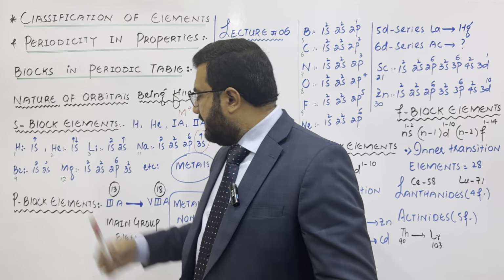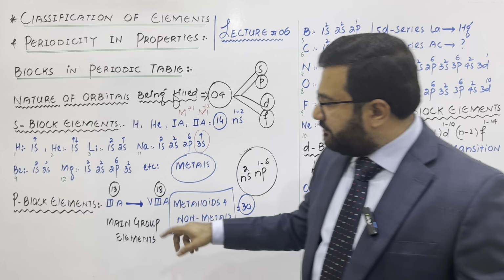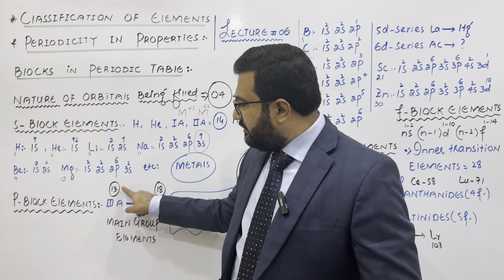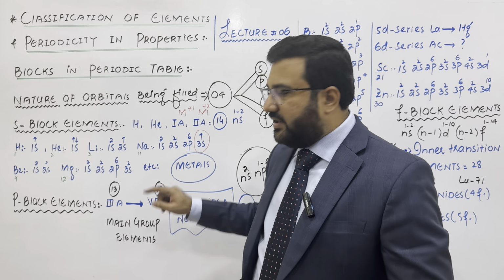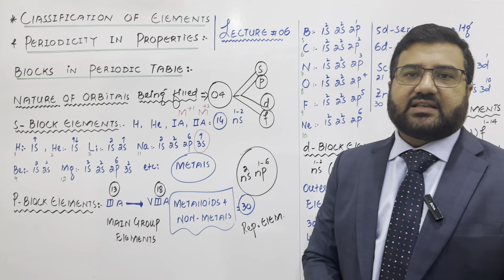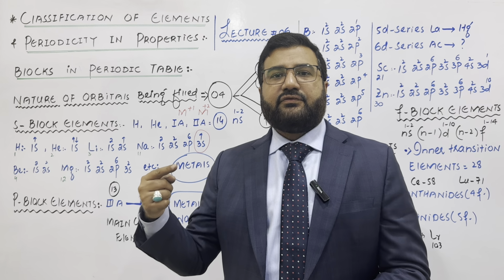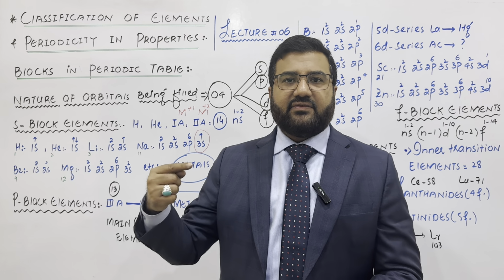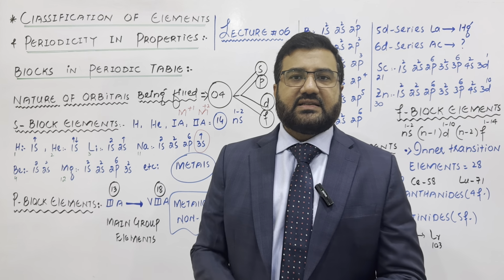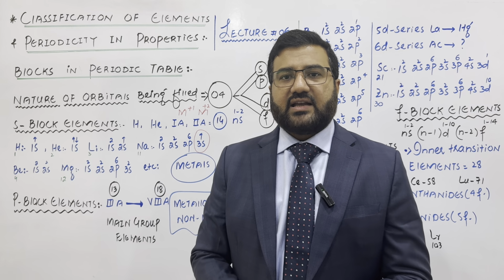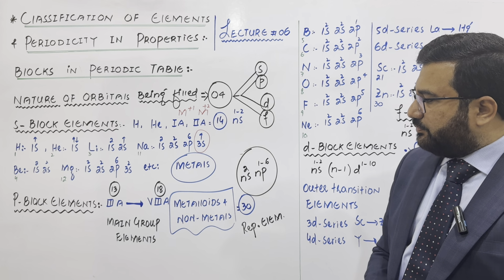Now the P block elements, my dear students. These are the elements from group 3A in the modern periodic table, also called group 13, to group 8A, which in the modern periodic table is called group 18. 3A is the boron family, 4A is the carbon family, 5A is the nitrogen family, 6A are also called the chalcogens, and 7A are called the halogens, while 8A are called the noble gases, which is group 18.